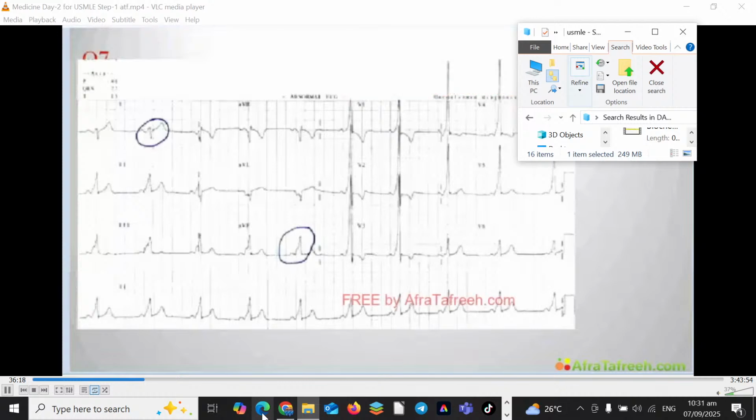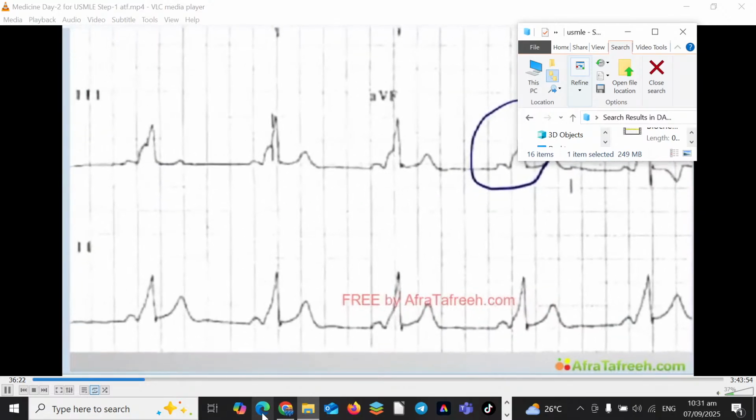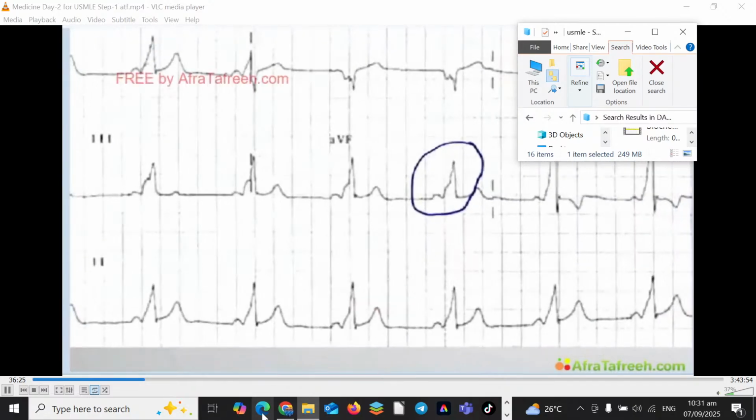What I'm interested to know is, what is the rate like? If you look at this, what is the rate like? 1 large box, 2, 3, 4, and this is the 5th large box. So the rate is normal. This is not bradycardia. It is less than 5 boxes. Less than 5 would be 60 and like 70. So that does not become brady.